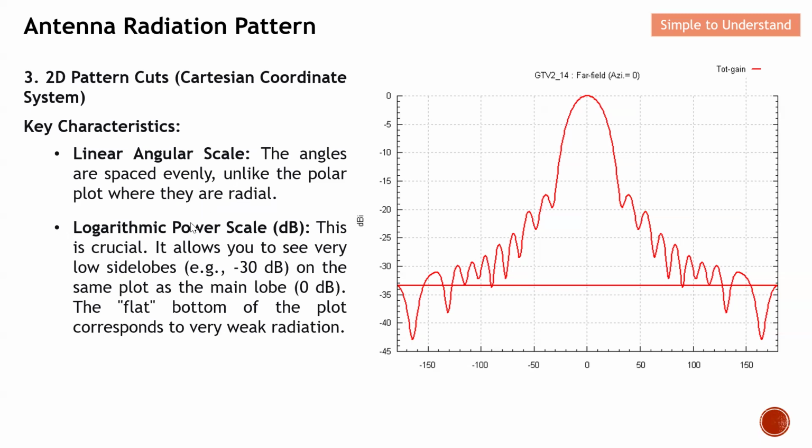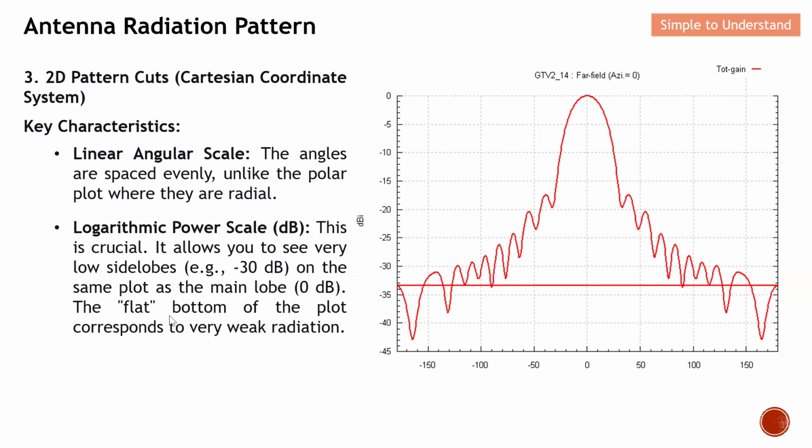As for the logarithmic power scale, this is very critical. From here, you are able to see very low side lobes, even as low as minus 30 dB, from this plot here. Most of the time, the main lobe will have a reference of 0 dB. Basically, the flat bottom of the plots corresponds to very weak radiation.